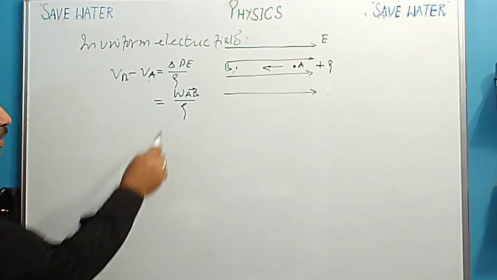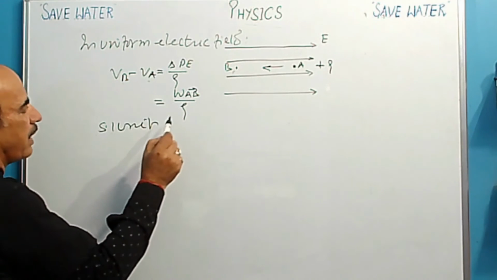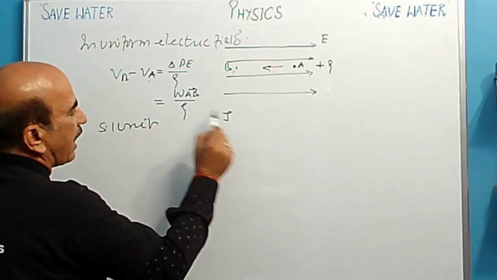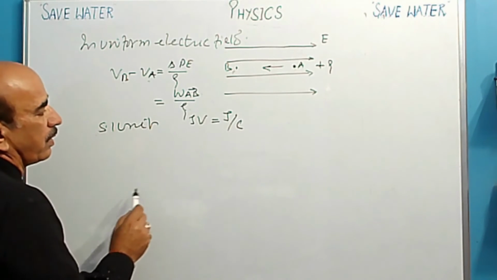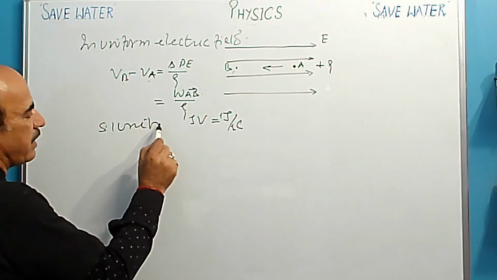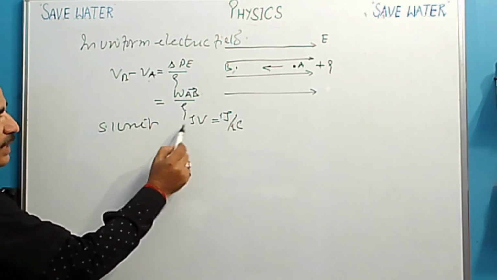And what is the unit of this? Same, SI unit. क्योंकि वर्क डन की यूनिट क्या होती है? जूल. Unit of charge is coulomb, and this is called 1 volt. 1 volt is equal to 1 joule upon 1 coulomb. Or the SI unit of this potential difference is volt.